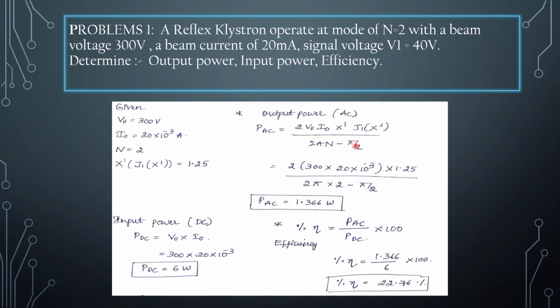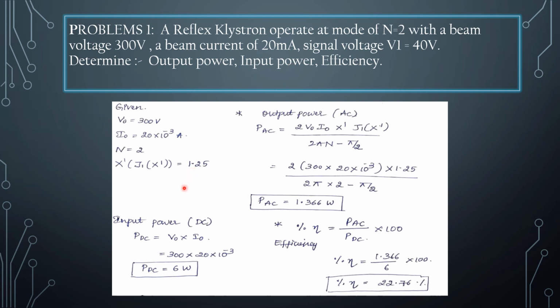When we substitute and solve by using the calculator, we will get the value of 1.366 watts. Therefore, the power of an AC current given by the reflex klystron is 1.36 watts. And the second question to be determined is the input power.